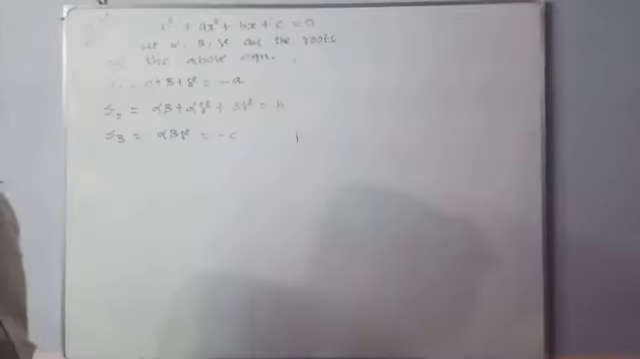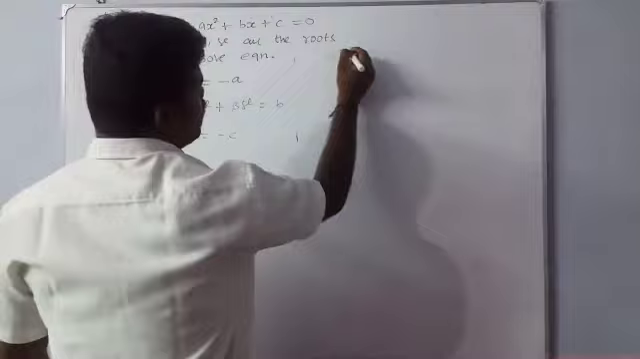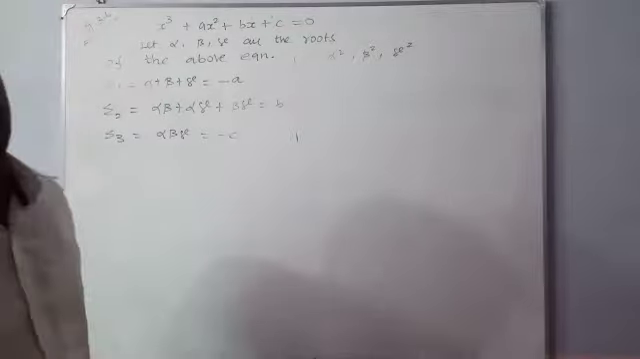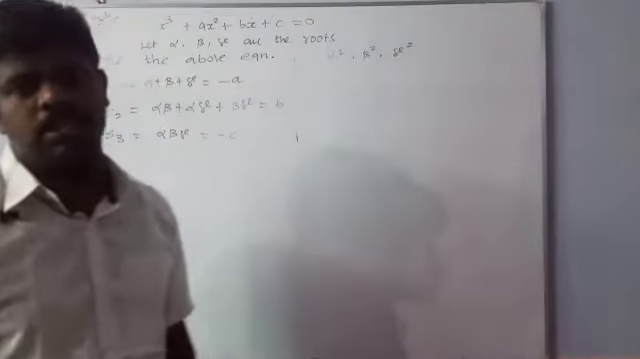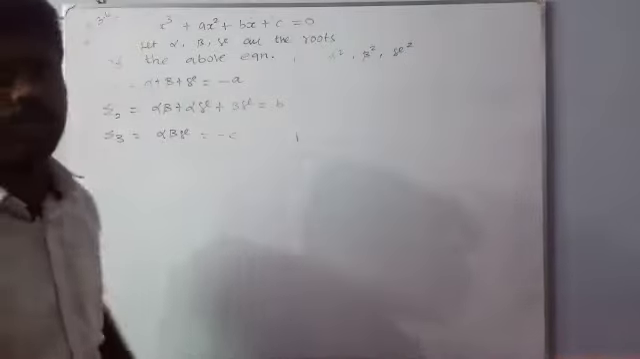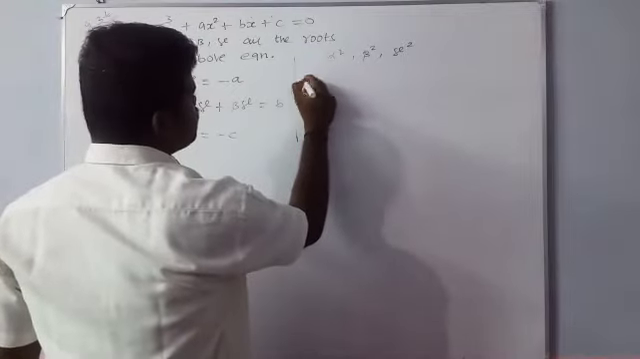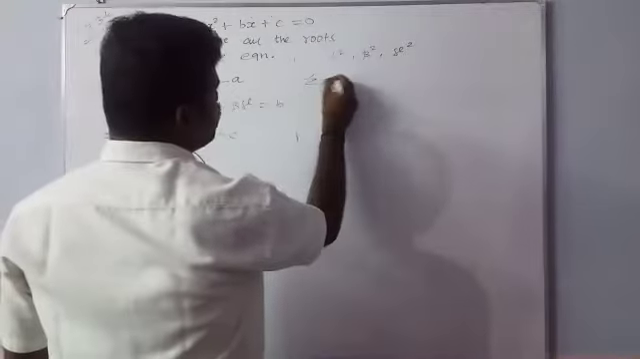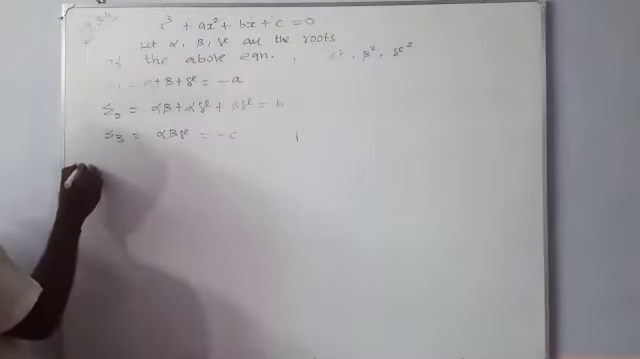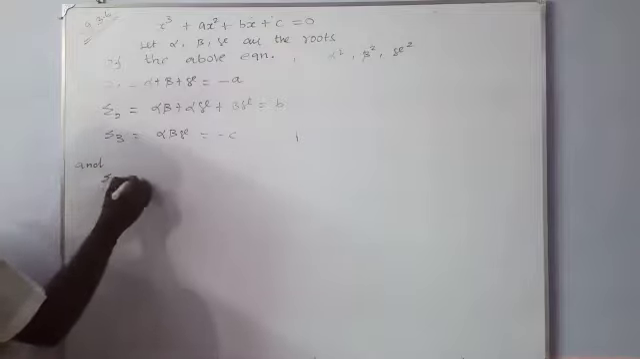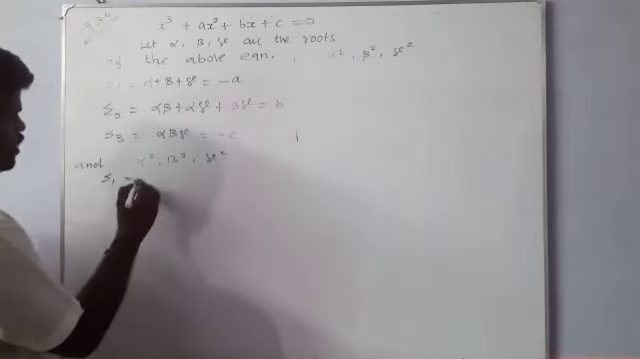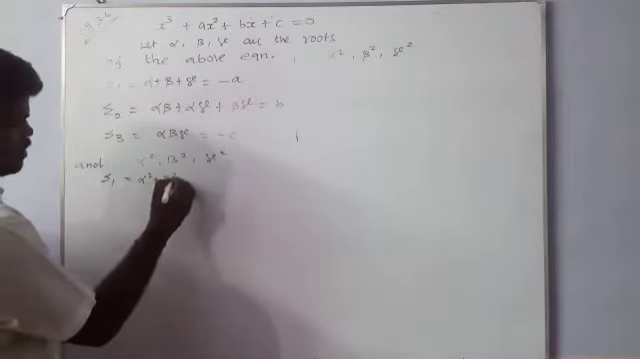But we need the equation for which alpha square, beta square, gamma square are the roots of the required equation. The given concept is sum of the squares of the roots. Here summation 1, let us write here. Summation 1 is equal to the new value: alpha square plus beta square plus gamma square.